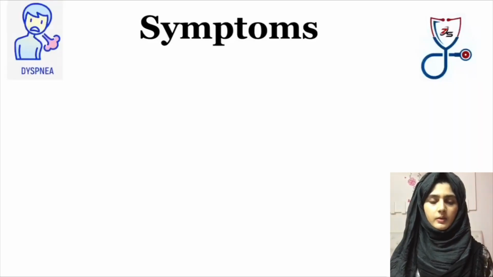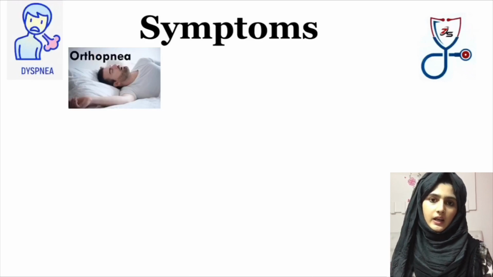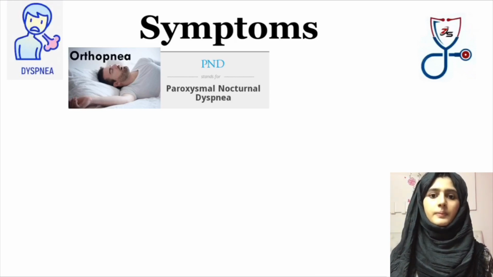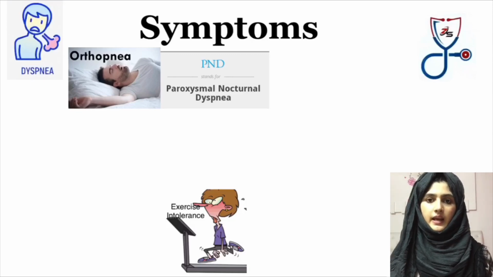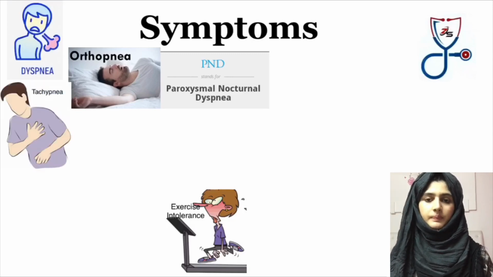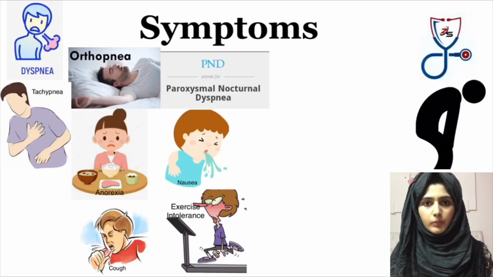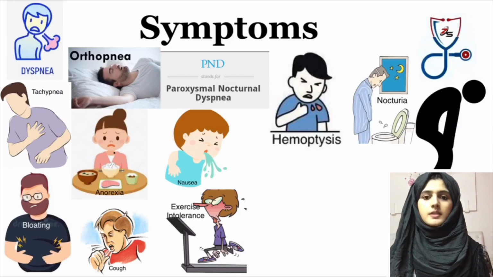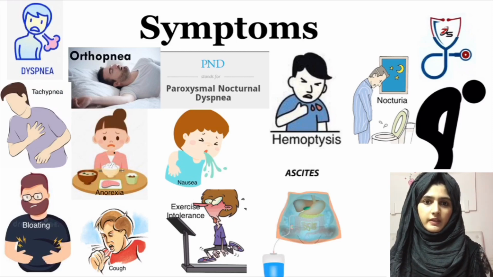Atrial fibrillation is an irregular heart rate that causes poor blood flow. Symptoms include dyspnea, meaning difficulty in breathing; orthopnea, difficulty in breathing while lying flat; paroxysmal nocturnal dyspnea, where you have difficulty in breathing which awakens the patient and is usually relieved in the upright position; exercise intolerance; tachypnea, abnormal rapid breathing; anorexia, loss of appetite; cough; fatigue; nausea; bloating; nocturia, urinating frequently at night; hemoptysis, coughing up blood; and ascites, which means accumulation of fluid in the peritoneal cavity.